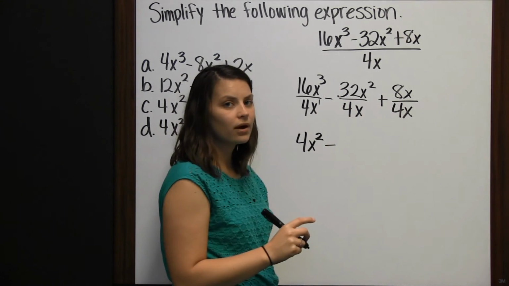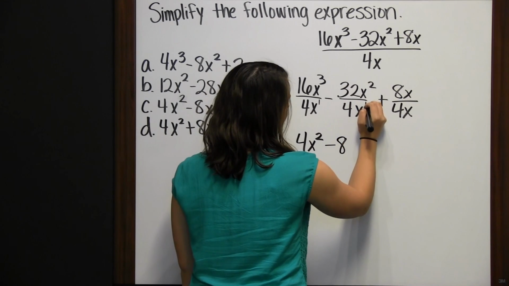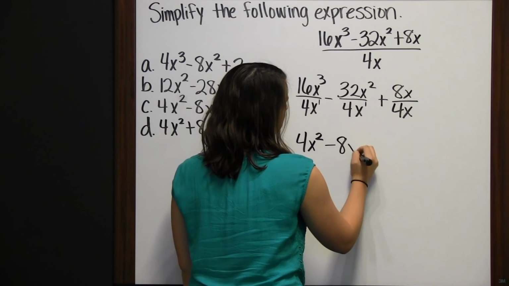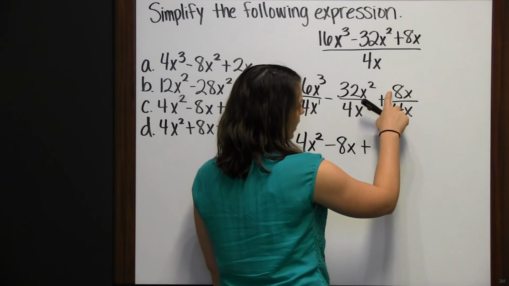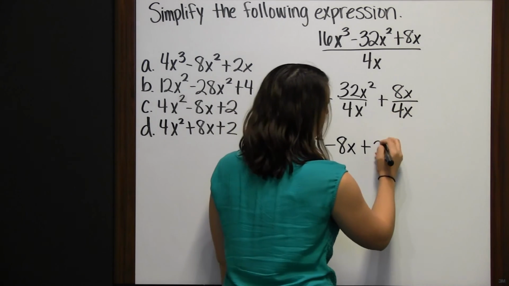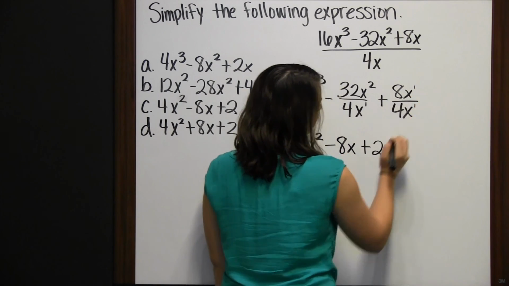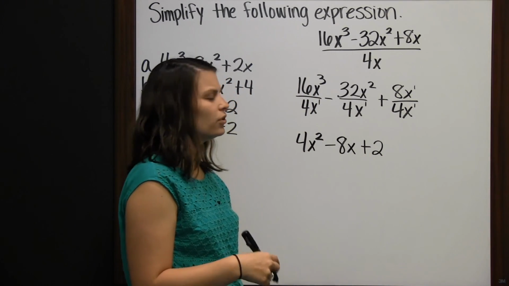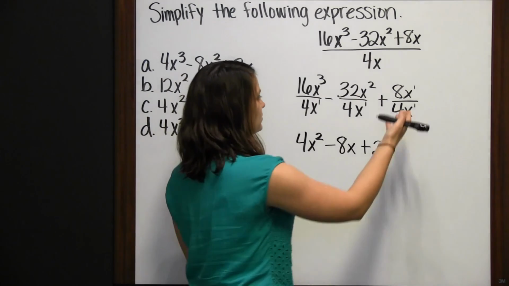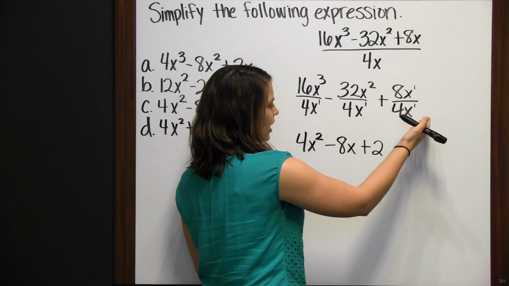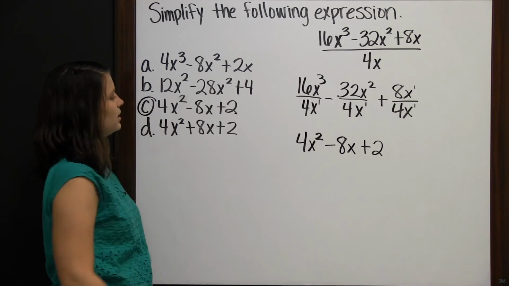32 divided by 4 is 8. x squared divided by x, 2 minus 1, is x to the first, plus 8 divided by 4 is 2, and x to the first divided by x to the first, 1 minus 1 is 0, or you can just think anything divided by itself is 1. So x divided by itself is 1, and 1 times 2 is 2. So our answer is C.